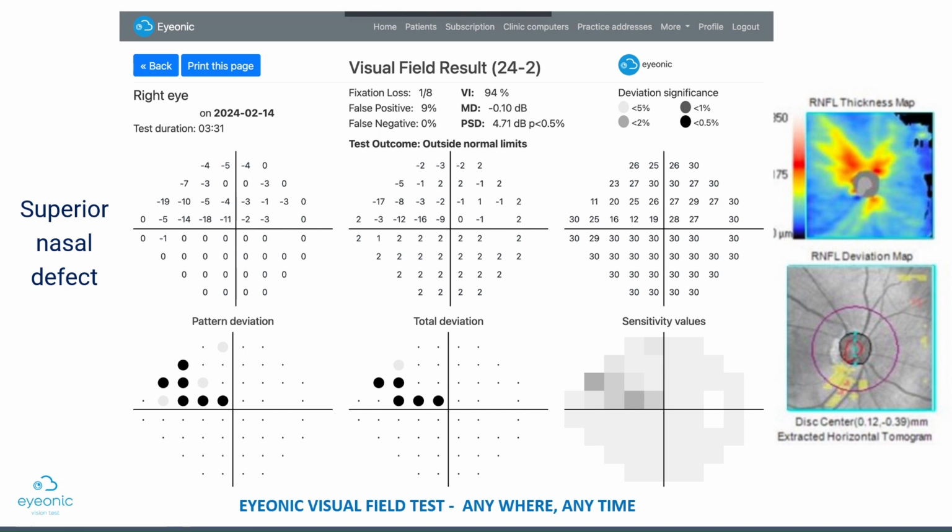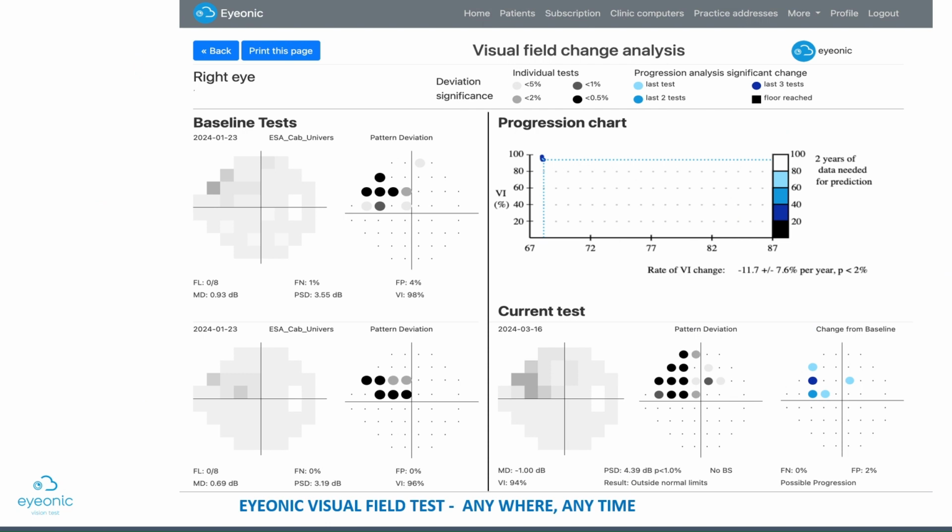Now, the next question is, is this getting worse? And that's what this progression analysis shows. So on this change analysis, you can see that they have 2 baseline tests, both on the same day. And then we have performed a number of tests in quite a short period over time. And this is their most recent test. And comparing the baseline 2 tests, these are the pattern deviations, to the most current test, there are a few more points, and some of these points are more deeply affected than before. And that's why these blue dots have come up here.